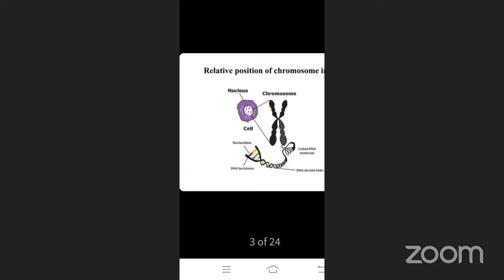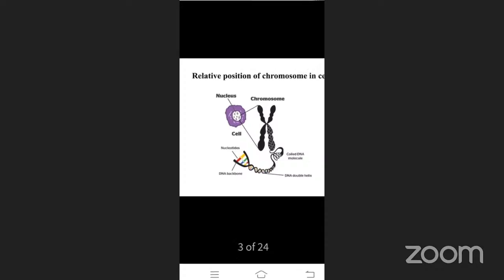Autosomes and sex chromosomes. The eukaryotic chromosomes are classified into two types, that is autosomes and allosomes. The autosomes are not involved in sex determination. The chromosomes which are involved in sex determination are known as allosomes or sex chromosomes. In diploid human cells, 22 pairs of autosomes are present. The sex chromosomes are usually two in number, the X chromosome and the Y chromosome.